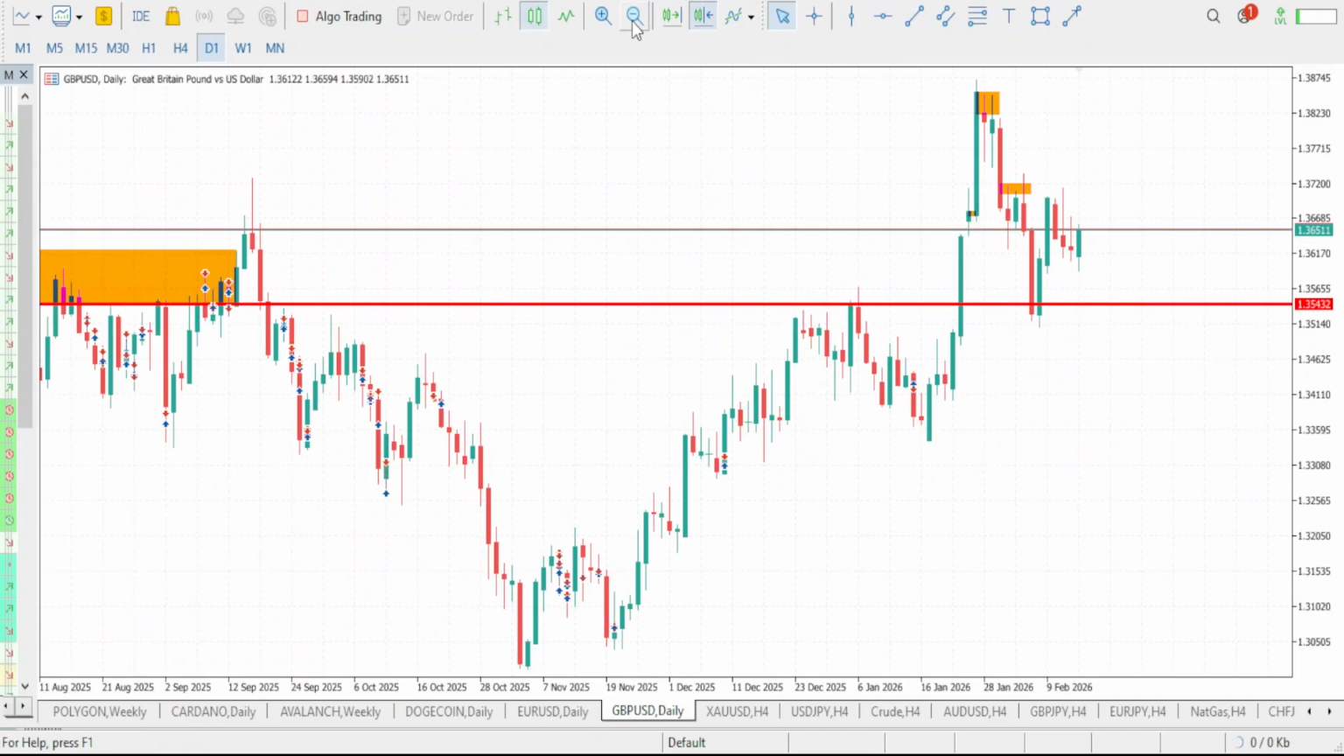Now take a look at our GBP USD. You can clearly see on our GBP USD, we are in an uptrend move. It is very clear that market is trending to the upside. We are having a series of higher high and higher low. That is what market is doing.